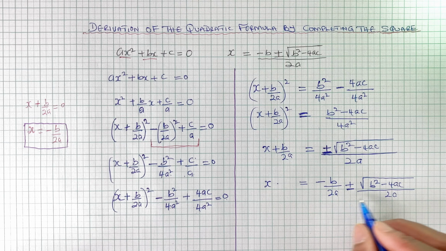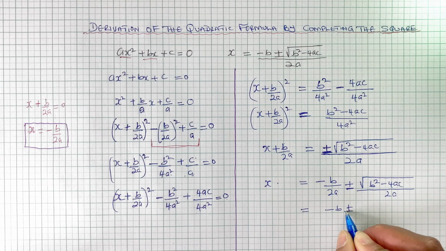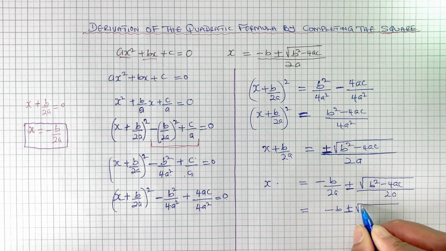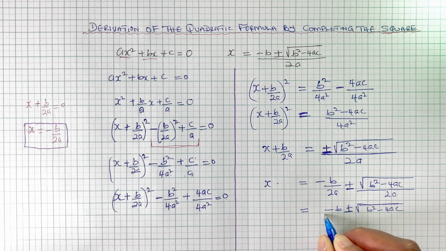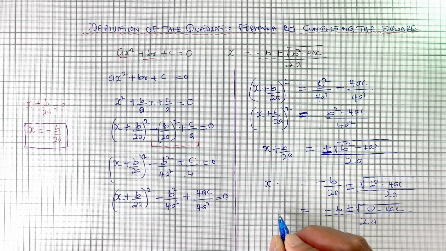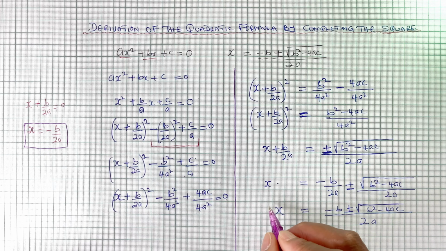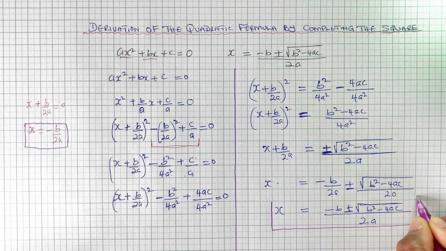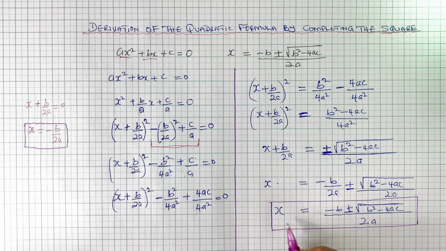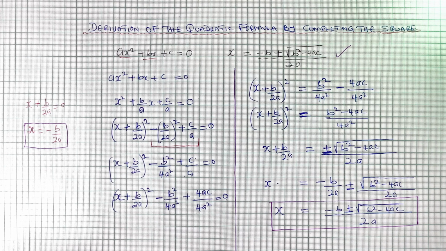So you can see that 2a is common to both of those. So you're going to get minus b plus or minus square root b squared minus 4ac over 2a. So now we have derived the formula which we call the quadratic formula. So that is the quadratic formula, and that's how to derive it using completing the square.